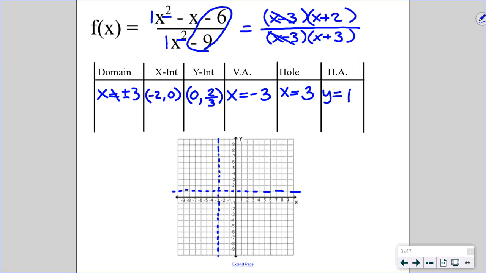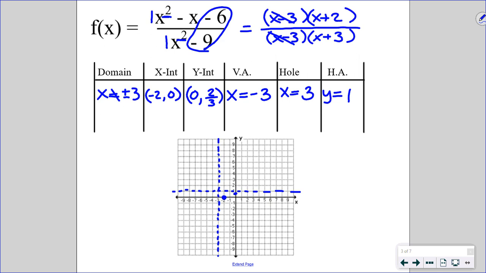Okay, now I'm going to go to my intercepts. These are actual points on the graph. Okay, so negative 2, 0, I'm going to put a point there. And then 0, 2/3. Okay, between 0 and 1, probably closer to 1. And then there's a hole in the graph when x equals 3.